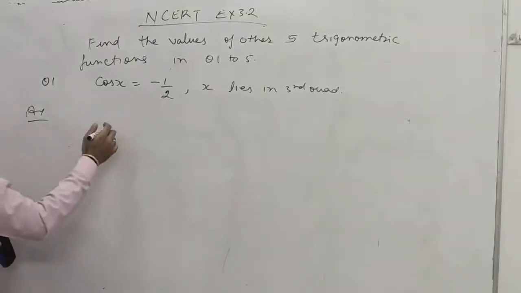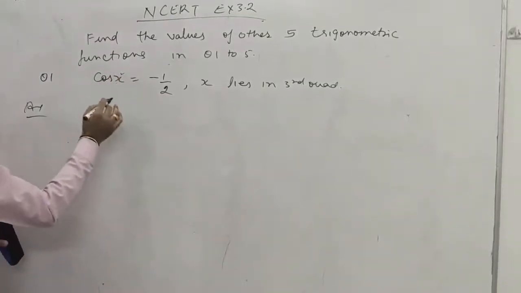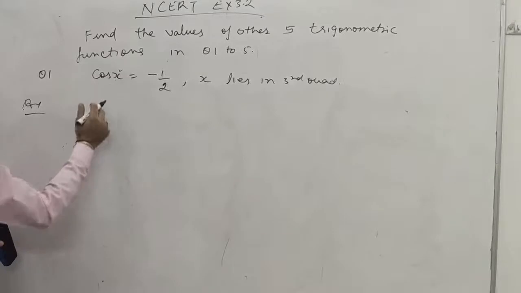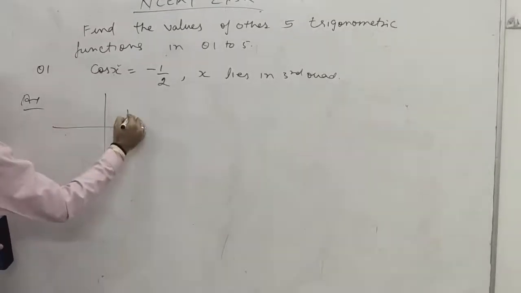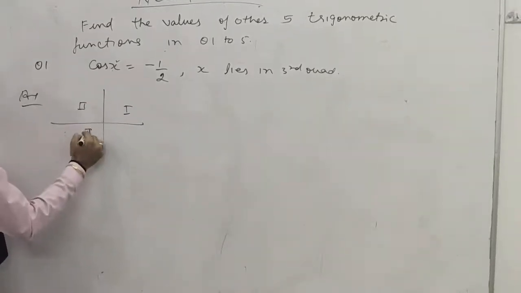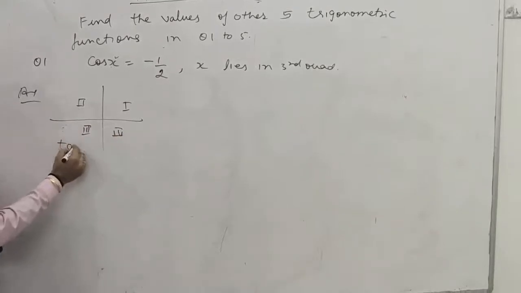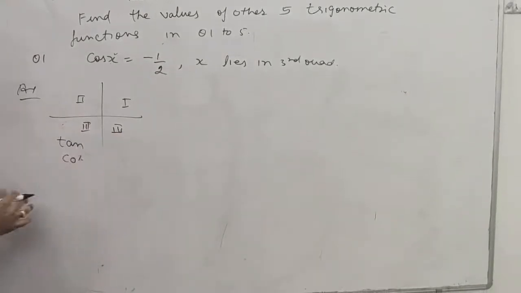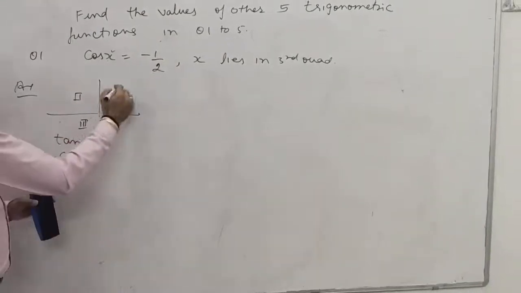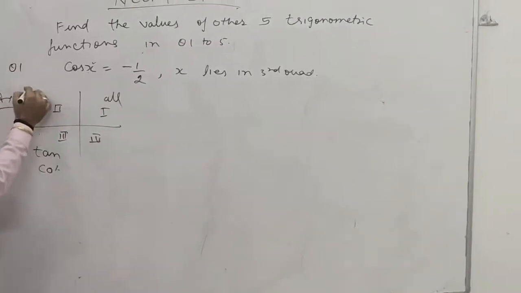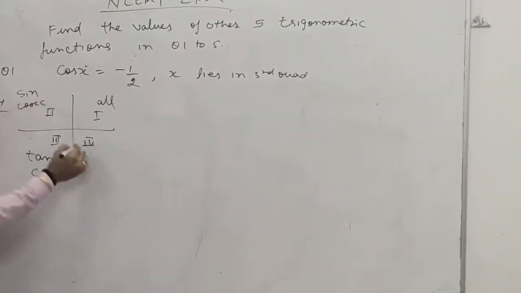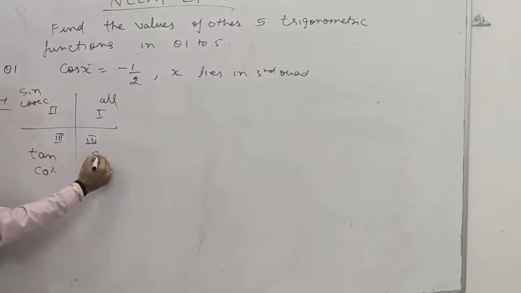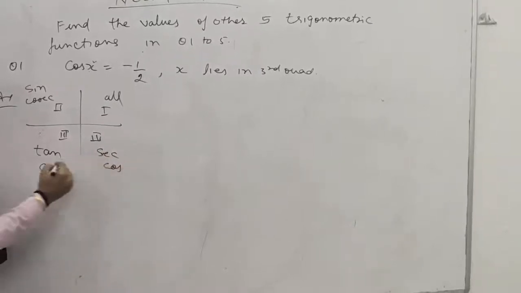So in the third quadrant, the angle of this trigonometric ratio x lies in the third quadrant. This is the first, second and third quadrant. In the third quadrant, tan is positive and cot is positive. Learn all: in the first quadrant, all are positive. Second, sine and cosec. Third, tan and cot. Then fourth, sec and cos.